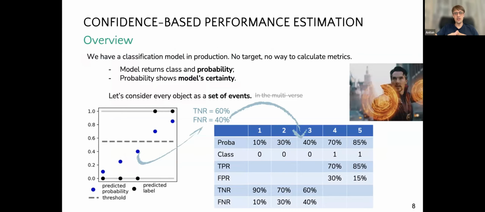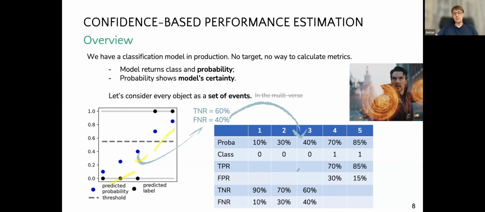Let's follow Dr. Strange then and think of each prediction as representing a potential outcome in the multiverse, supposing it exists. For example, let's consider object 3 here, which the model classifies as negative with a probability of 40% for the positive class. That suggests that in 40% of the cases, object 3 would appear positive, which means false negative rate. And in the remaining 60% of the cases, it would appear negative, true negative rate.